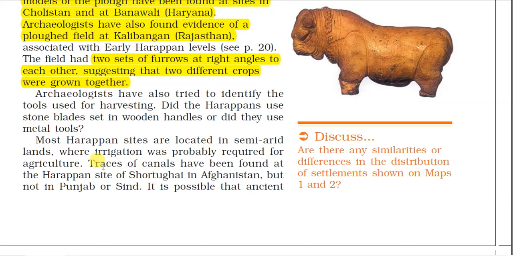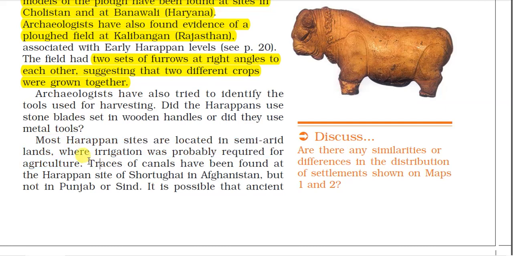Number one, all the Harappan sites are located in semi-arid lands. As you can see, that's an area which is today's Sindh, parts of Gujarat, parts of Rajasthan, parts of Haryana. They are semi-arid. You don't have plenty of rainfall. They're not like northeast India where you have plenty of rainfall. Where it's semi-arid, right? So irrigation is required. Point number one is Harappan sites are located in semi-arid lands where irrigation was required.